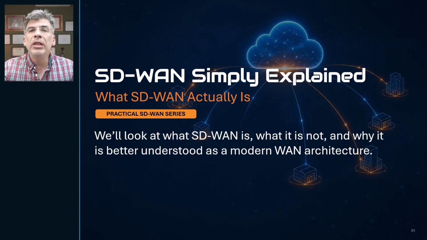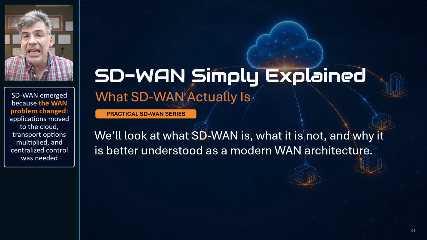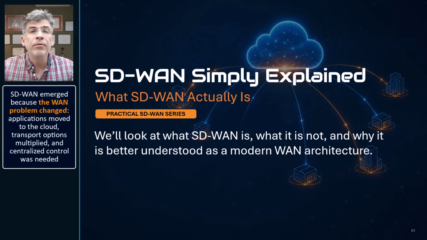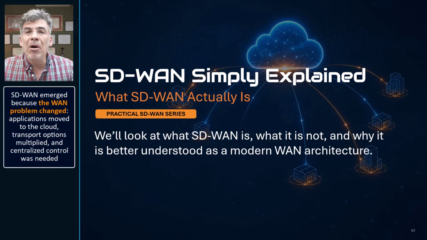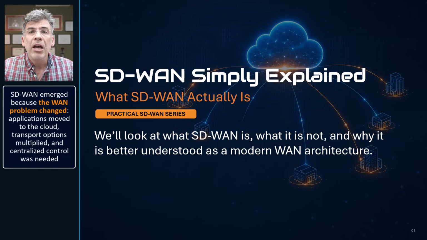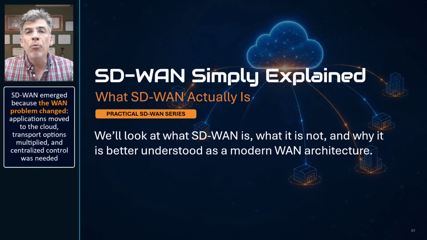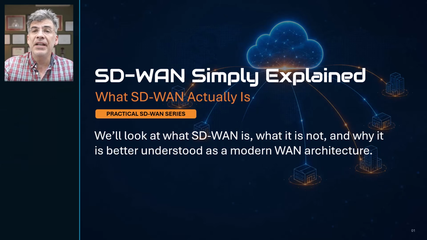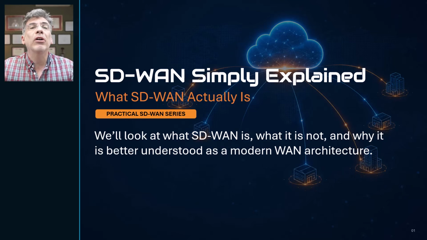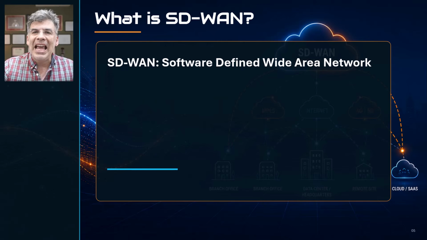In the previous video, we looked at why SD-WAN exists. We saw that the WAN problem changed because applications moved to the cloud, branches gained multiple transport options, and organizations needed more centralized control, better application experience, and more flexible security. In this video, we'll define SD-WAN more clearly. We'll look at what SD-WAN is, what it is not, and why it is better understood as a modern WAN architecture.